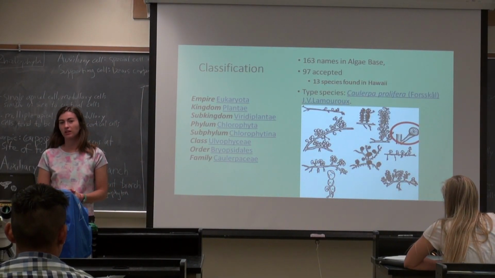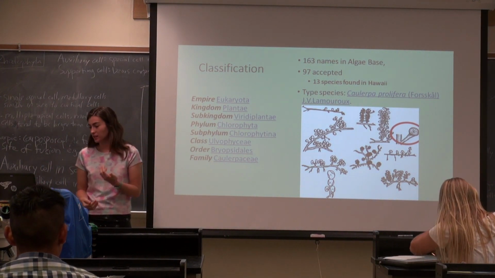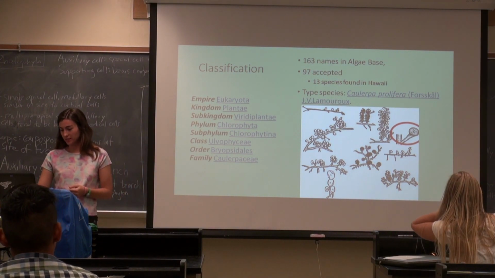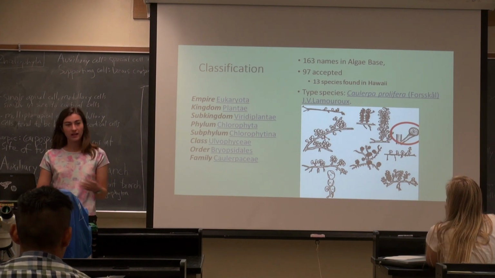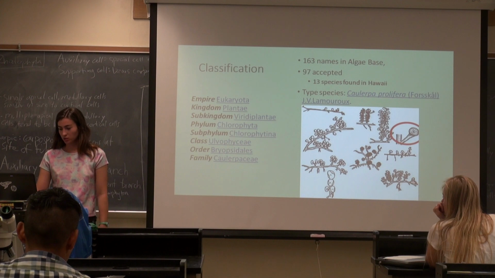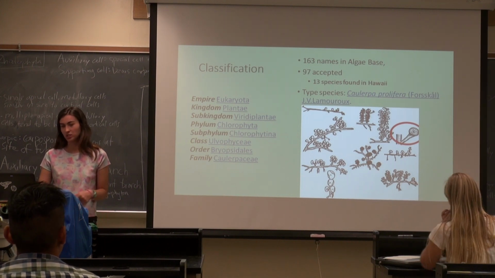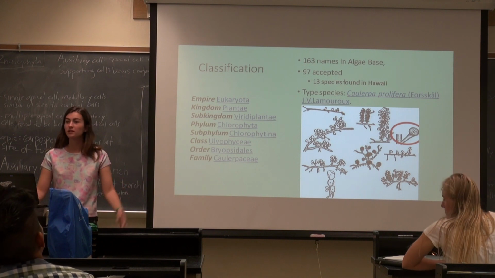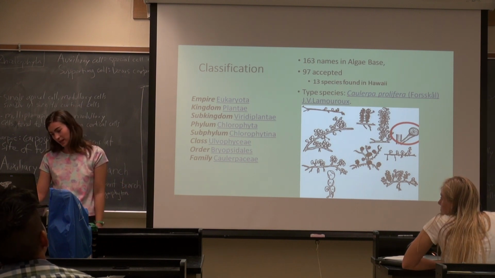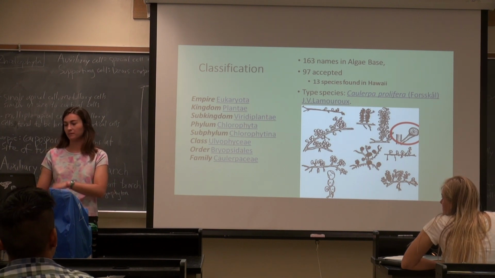Location: this is in Eukaryota, in the Plantae. It's going to be in the subkingdom Plantae, phylum Chlorophyta, so that's the green algae. Subphyla is Chlorophytina. Class is Ulvophyceae, which is the same class as Ulva, the green algae. It's in Bryopsidales, and the family is Caulerpaceae.